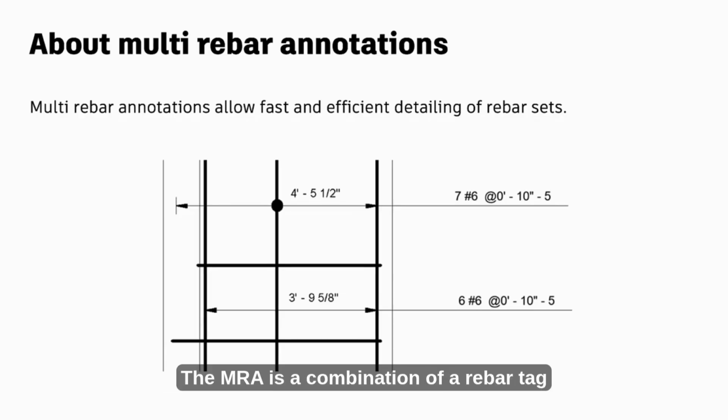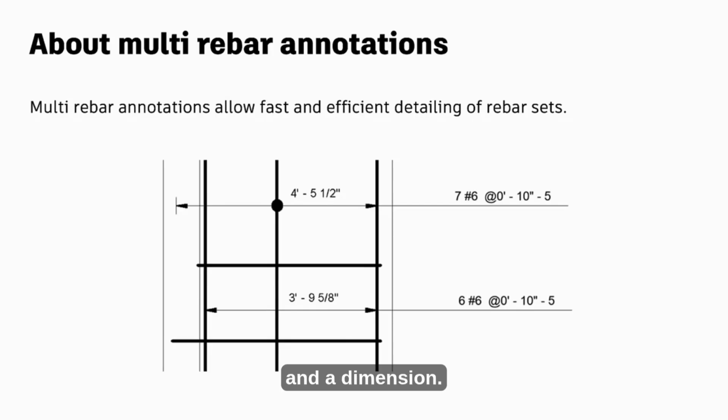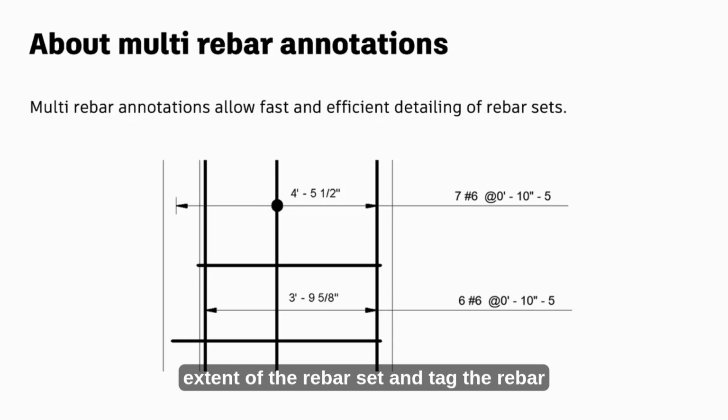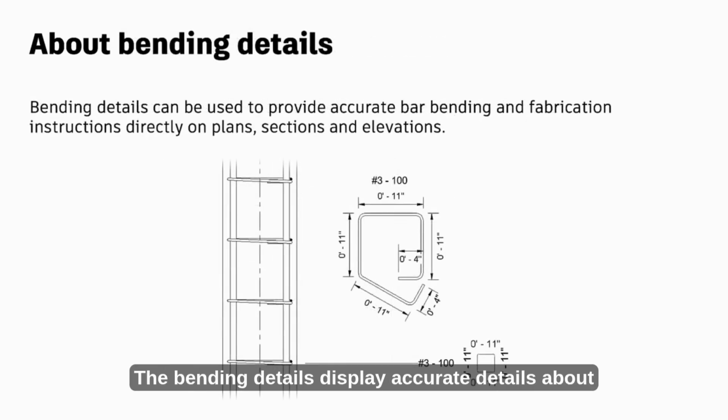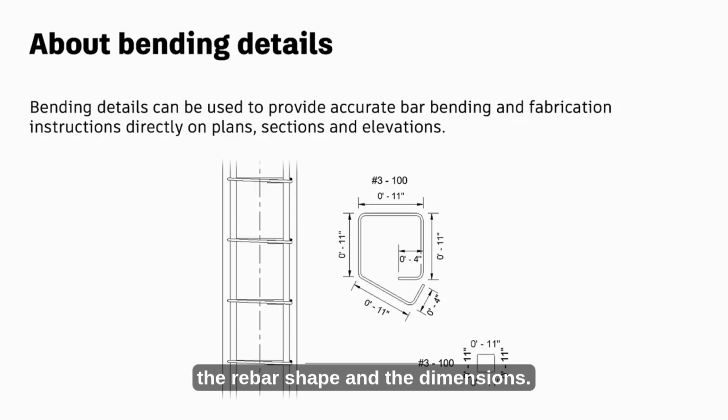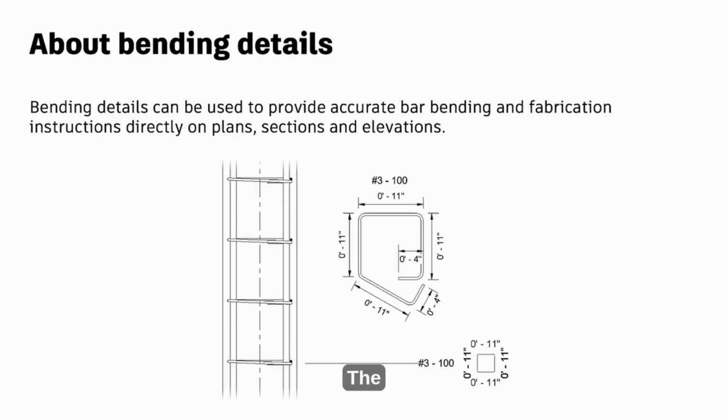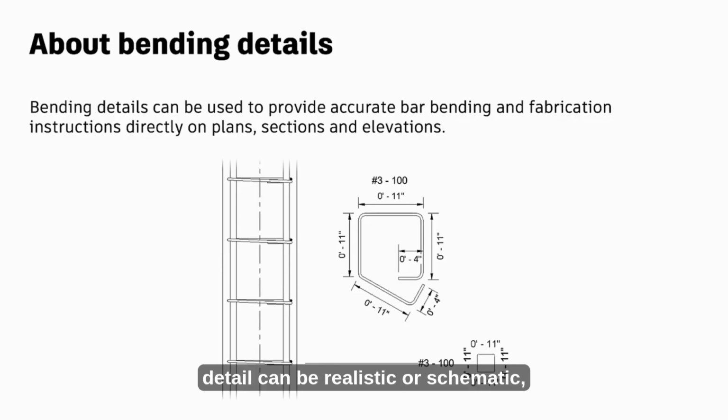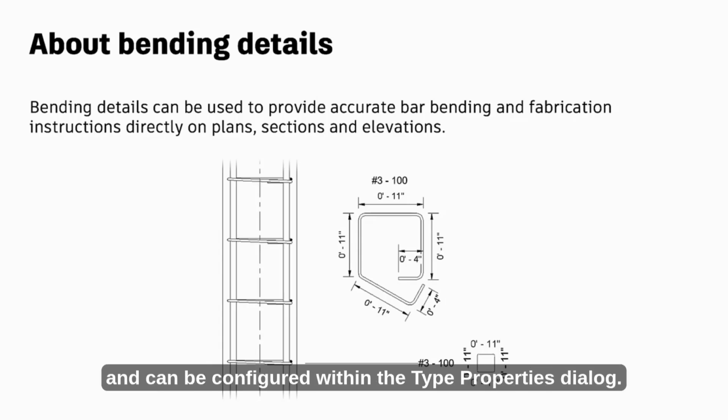The MRA is a combination of a rebar tag and a dimension. The MRA would automatically display the extent of the rebar set and tag the rebar with the relevant information. The bending details display accurate details about the rebar shape and the dimensions, which can assist when fabricating the rebars themselves. The bending detail can be realistic or schematic and can be configured within the Type Properties dialog.